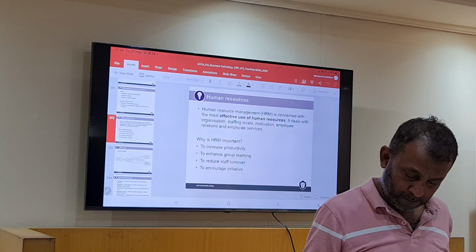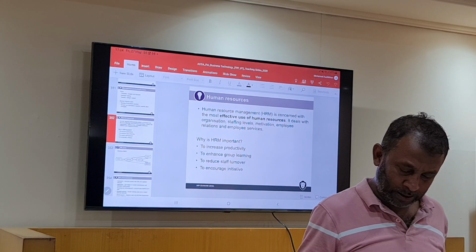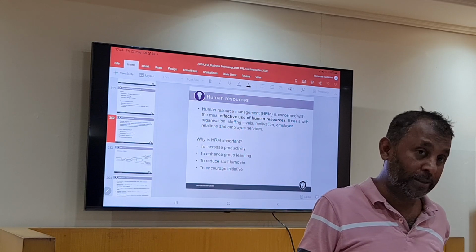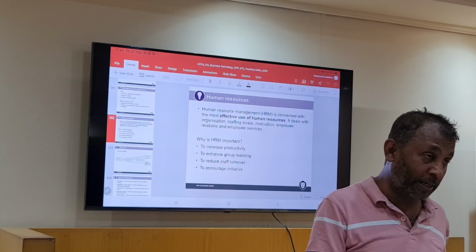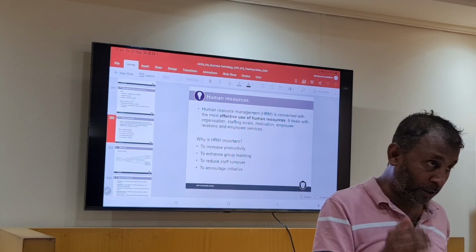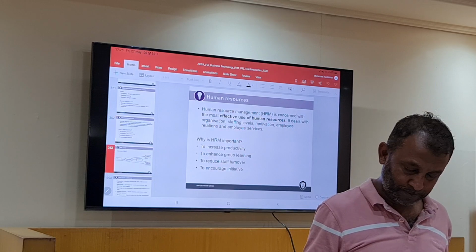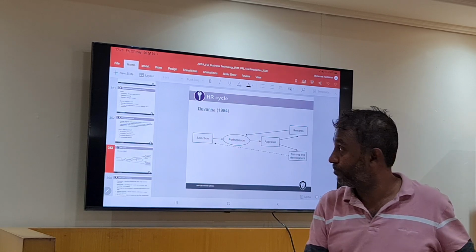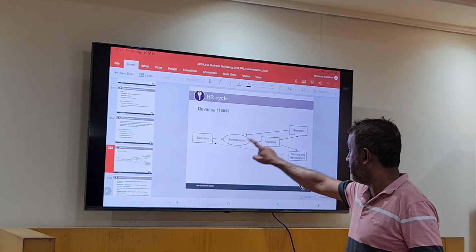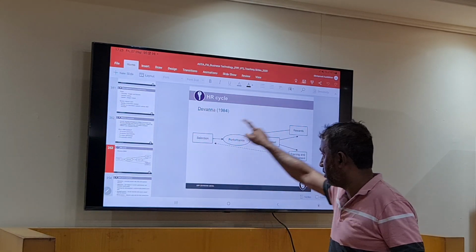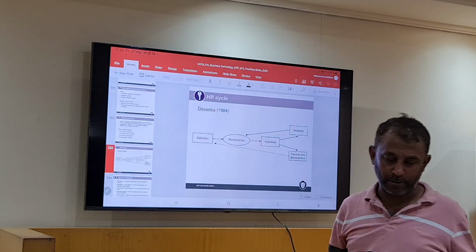So, why is HRM important? To increase productivity, enhance group learning, reduce staff turnover. What is staff turnover? The number of staff leaving the company. You need to reduce that and encourage initiatives. The HR cycle: selection, performance, appraisal, rewards, and then training and development. Again, this rotates.